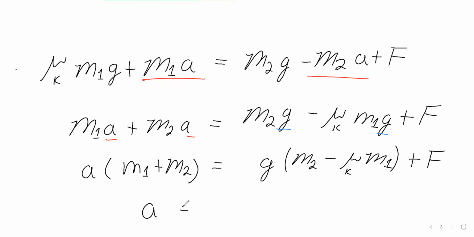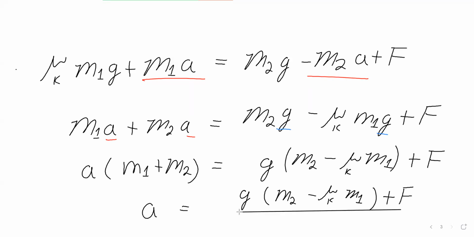Finally, acceleration: divide both sides by M1 plus M2. So you have the entire right-hand side and divide. It's a lot of rewriting, but you could have done it as 2 steps in one. And that's the acceleration.